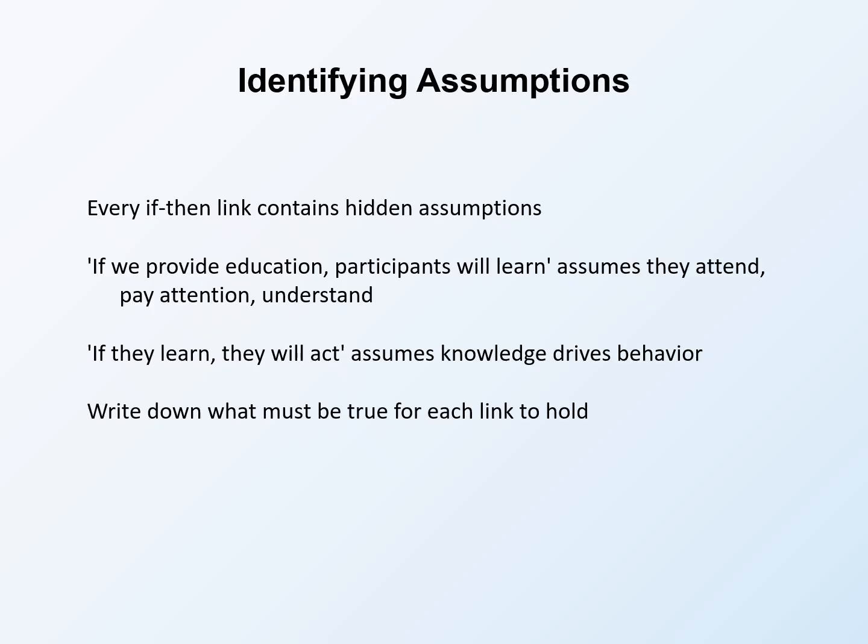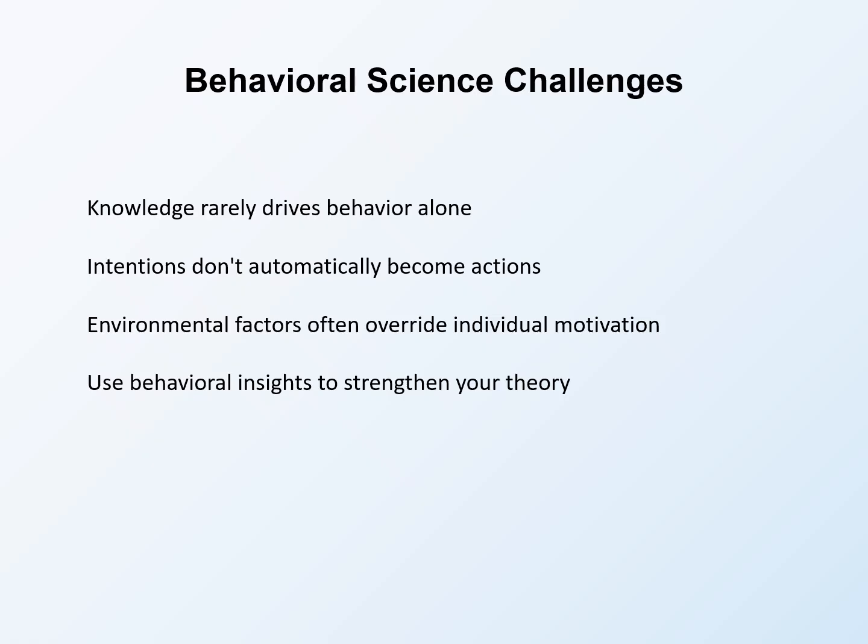For each link in your chain, write down what must be true for that link to hold. These are your assumptions. They're often numerous and they're often unstated. Stating them is the first step to testing them. Behavioral science offers important challenges to common program assumptions.